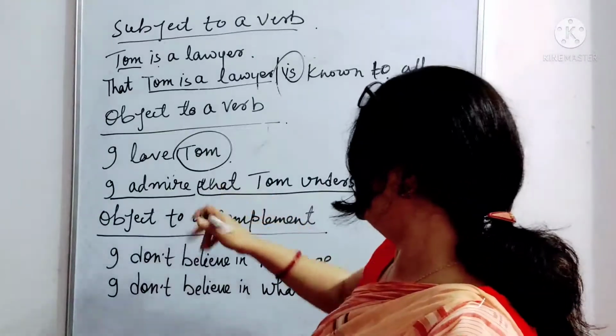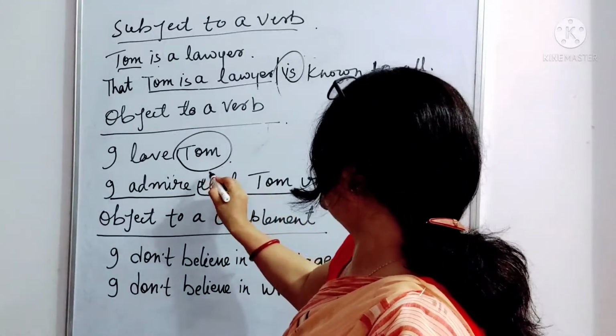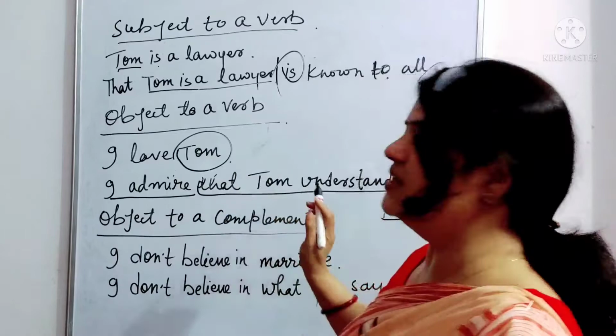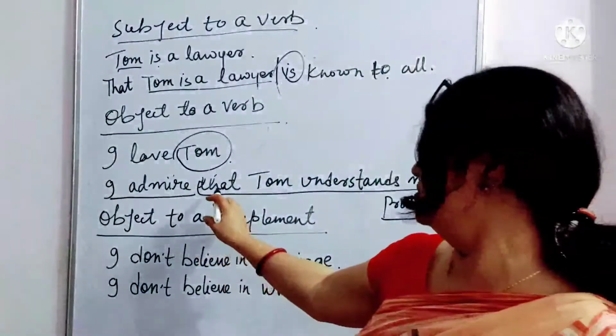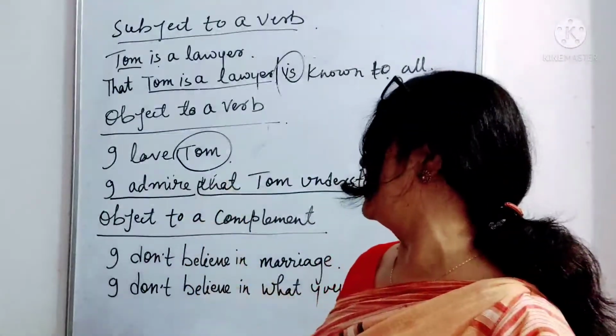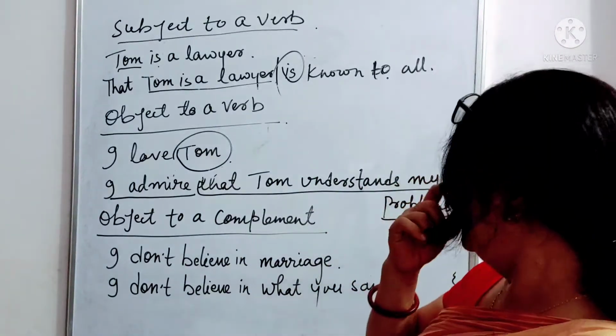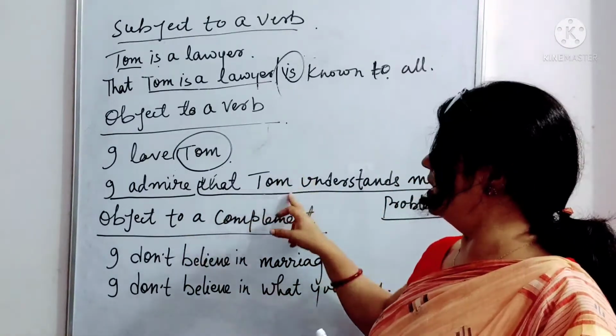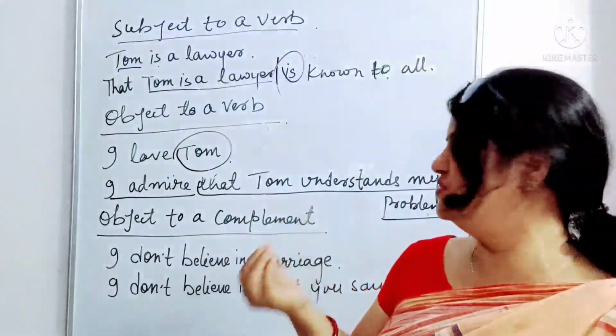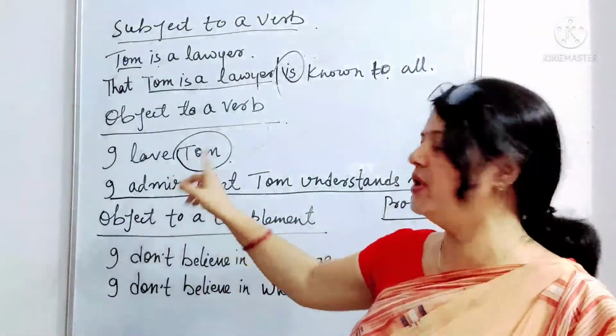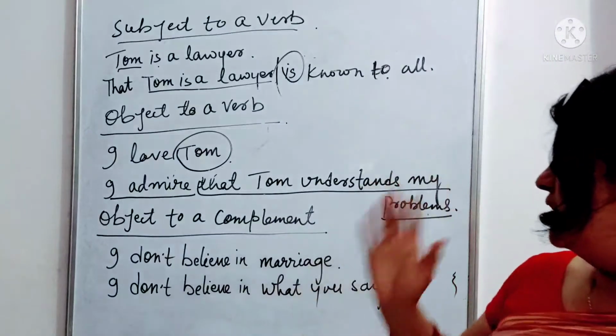So here, this is the subordinating conjunction that, and this noun clause has started with this subordinating conjunction that. I admire that Tom understands my problem. So here we see that this whole part is working as an object to this verb admire. Okay. Now let's move towards the third one.